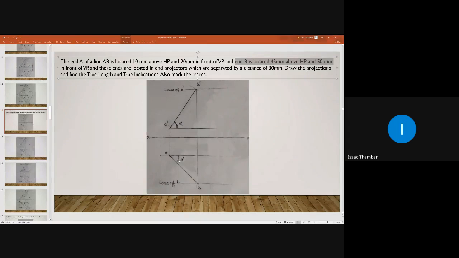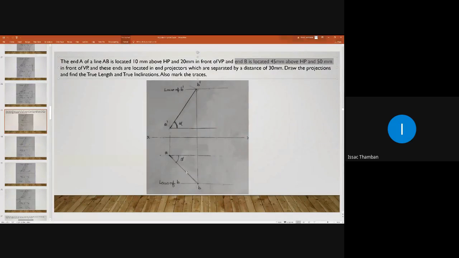Now, consider the plan. Here we have line small ab. If you measure this length, you will get the apparent length of line AB in the plan, which is also known as the plan length of line AB. It is not the actual length, but it is the plan length of line AB. It is the apparent length in the plan. And what about this angle beta? Beta is the apparent inclination of line AB with respect to the vertical plane.